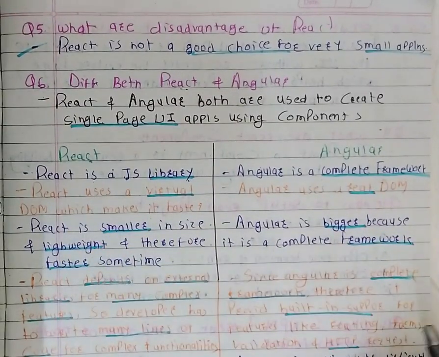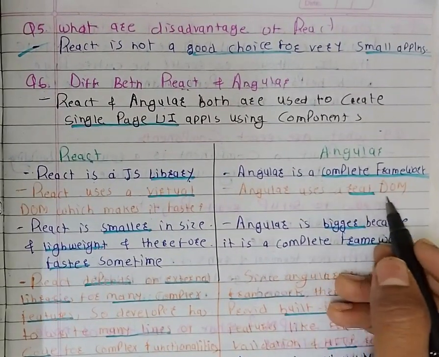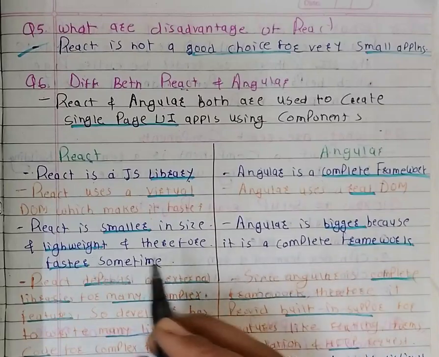Then React uses a virtual DOM, which makes it faster. So React uses the virtual DOM, so it doesn't update the whole page again and again, which makes it faster. Then Angular uses a real DOM, as it is sometimes slow.